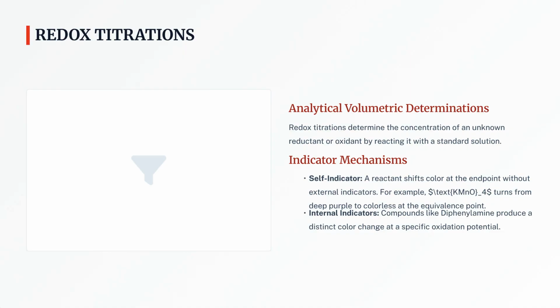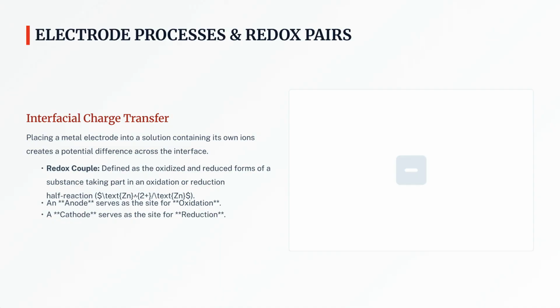Redox titrations are used to determine concentration. They rely on indicators, which can be self-indicators like potassium permanganate, or internal indicators like diphenylamine that change color at specific potentials. Electrode processes involve interfacial charge transfer. A redox couple consists of the oxidized and reduced forms of a substance. The anode is the site of oxidation, and the cathode is the site of reduction.